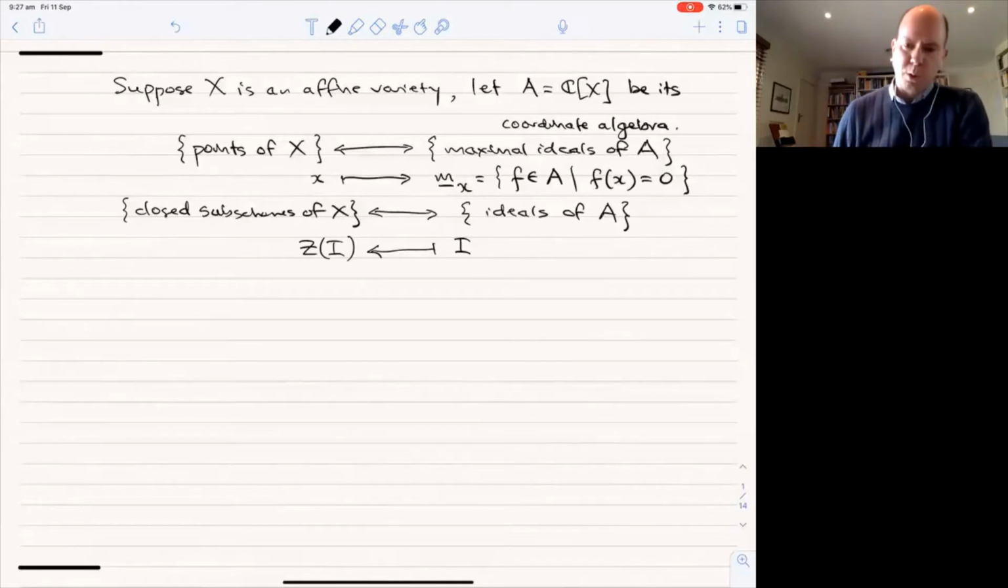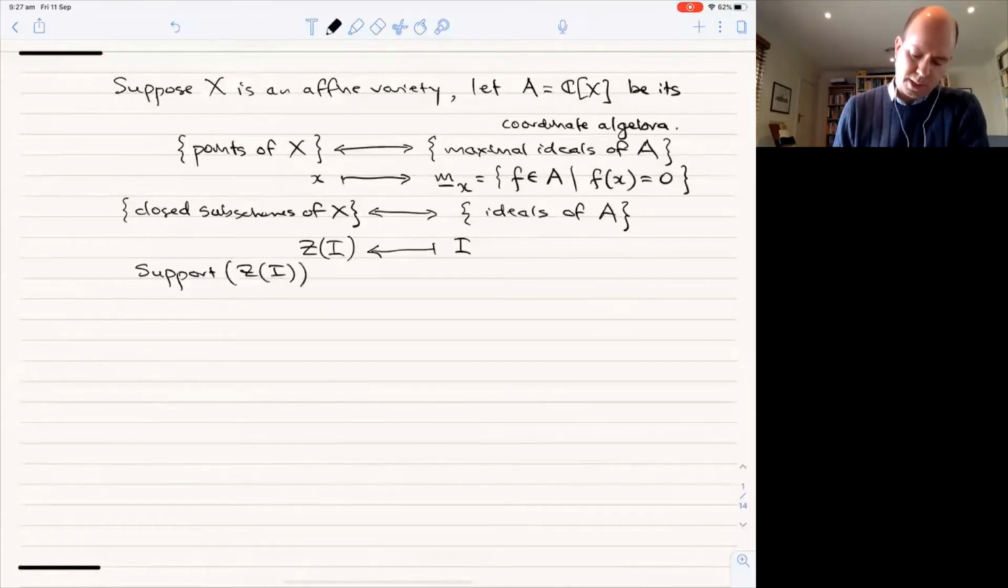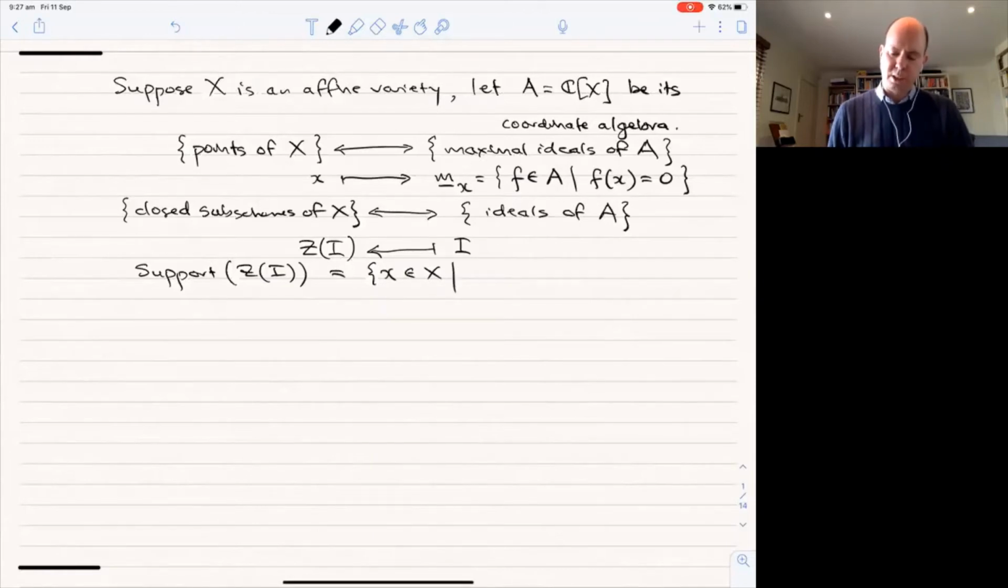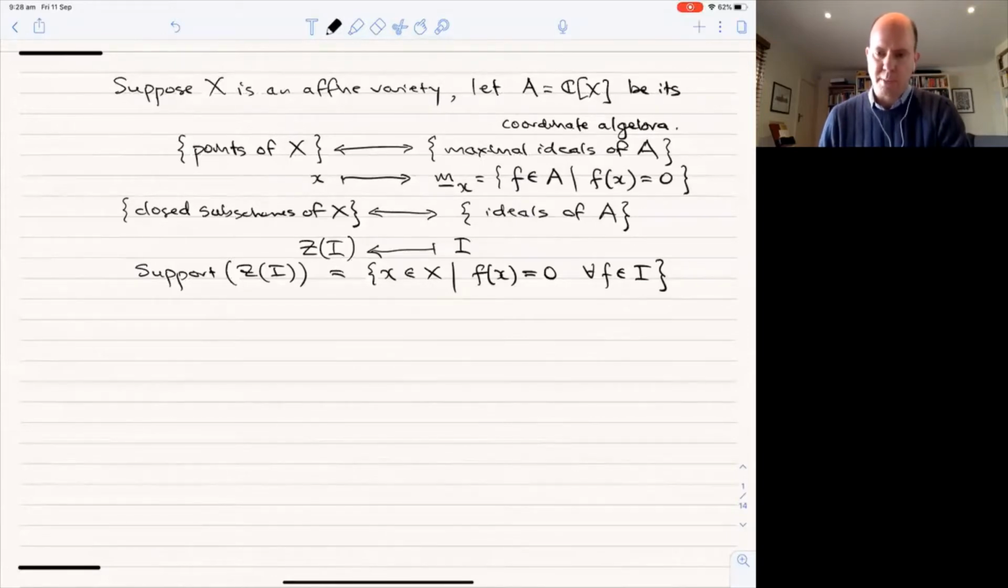So I'm also going to need to introduce the notion of the support of a subscheme, and the support of the subscheme that corresponds to the ideal I is just the set of points such that this maximal ideal contains the ideal I. So in other words, the set of points where all the polynomial functions in the ideal I vanish.